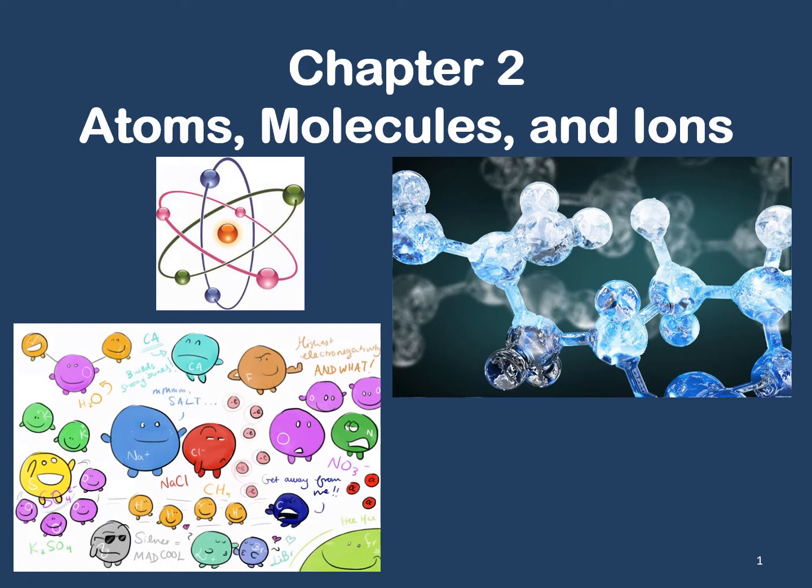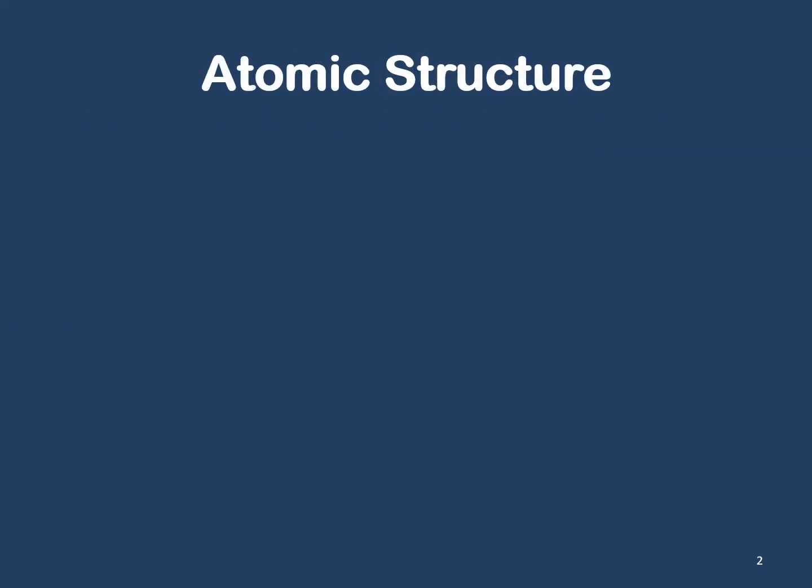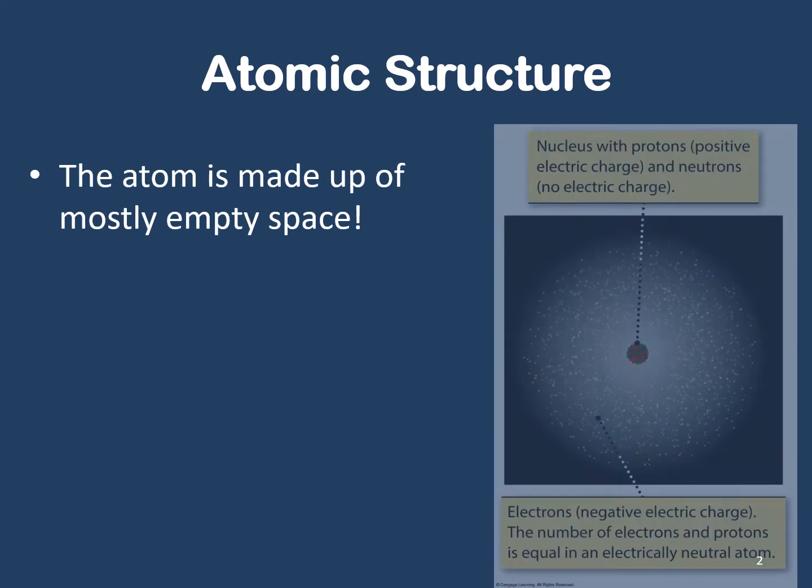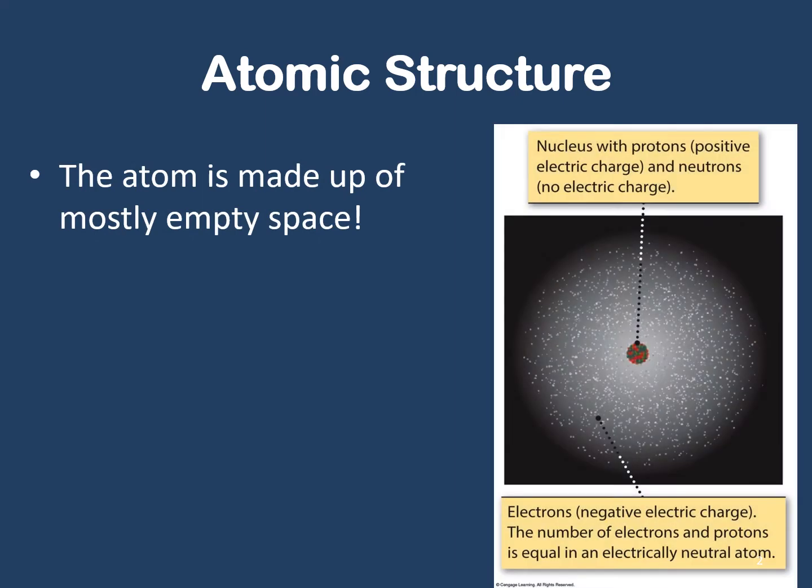So, atoms are made up of subatomic particles. Atoms are the smallest unit of an element, and they're made up of mostly empty space. Now, most of an atom ends up being just this empty space here.